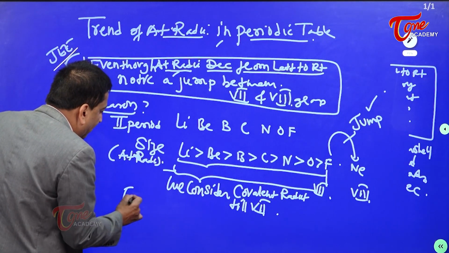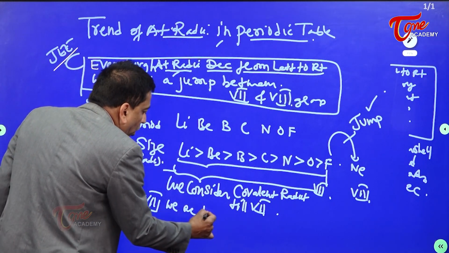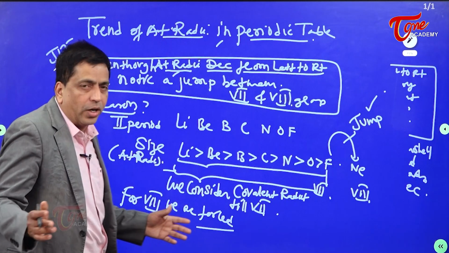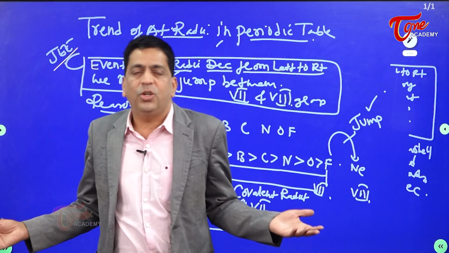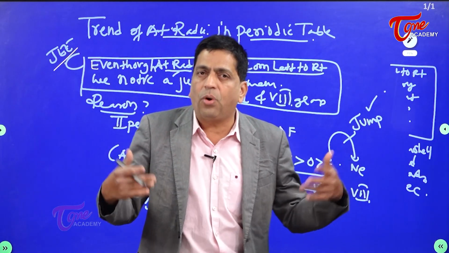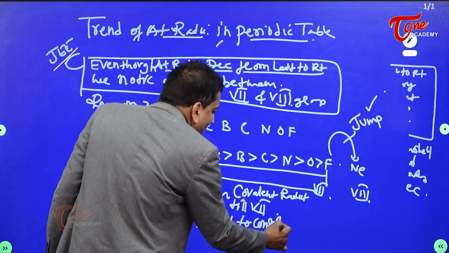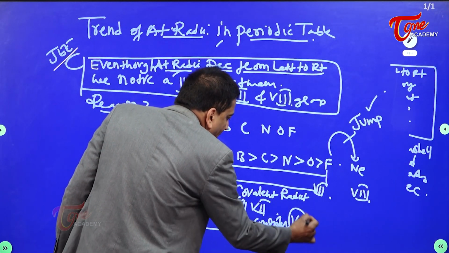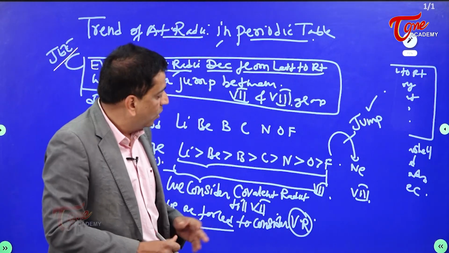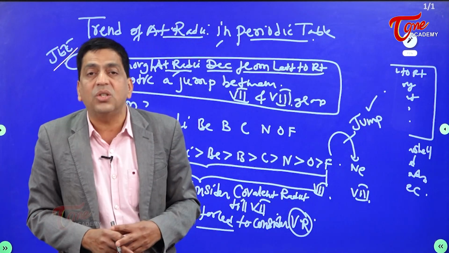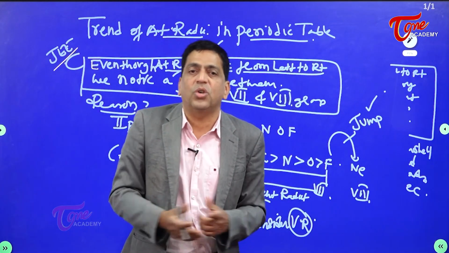And for the eighth group, we are forced. It's no one's choice; you don't have a choice. We are basically forced to consider van der Waals radius in the case of inert gases. That is what our discussion was. You must understand.